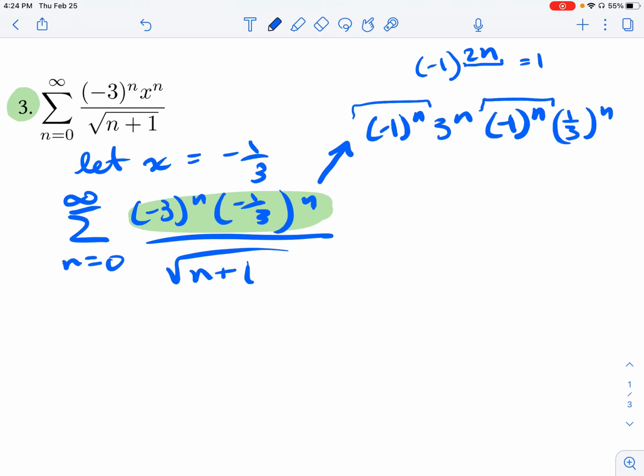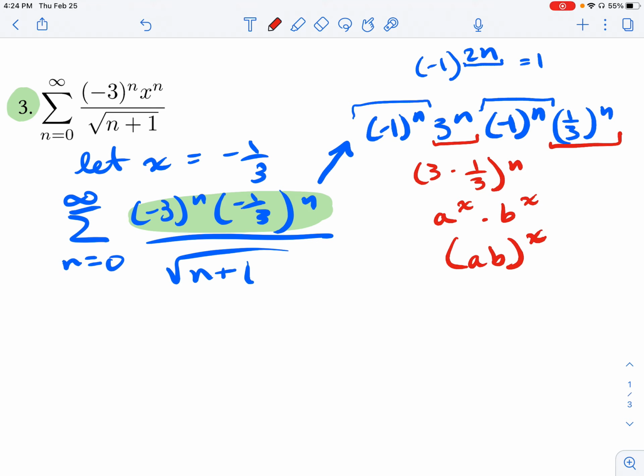Now, what's left over here? Let me do this in a different color. We got 3^n times (1/3)^n. And again, if we remember our power properties, that's equivalent to saying the following. Remember our exponent properties, right? If you have a^x times b^x, that's equivalent to (ab)^x. So I can just rewrite it the way I've done there.